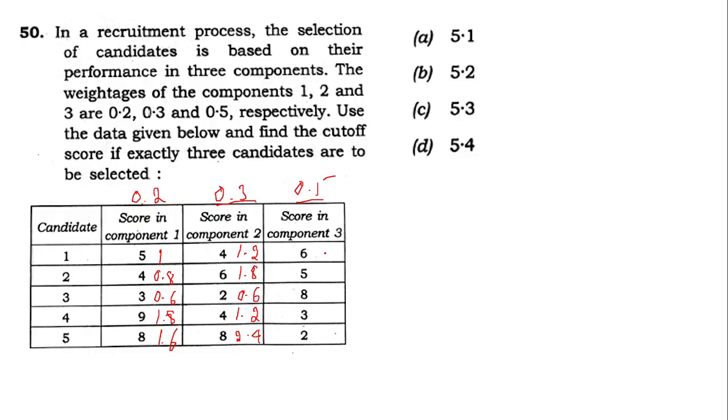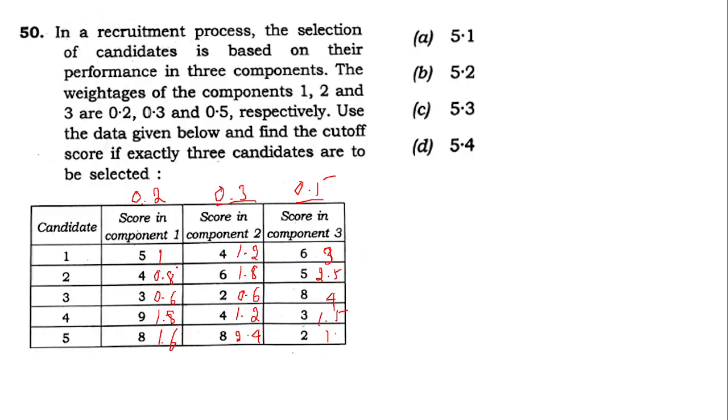So 6, half means 3. For 5, 2.5. For 8, 4. For 3, 1.5. For 2, 1. That's it. We don't need to multiply 0.5. Alright. So 6 is 3. Now what we need to do? We need to add all the candidates' marks now.